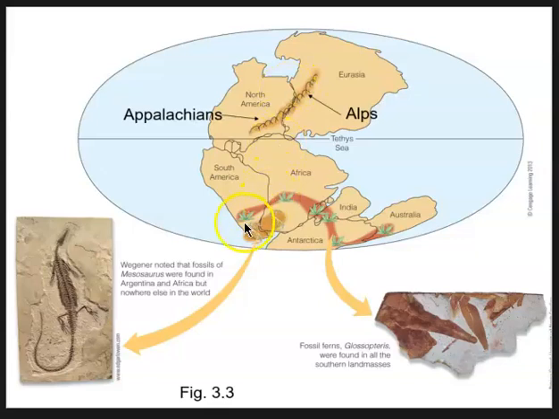And then we can also look at the presence of plant fossils as well. So there are these fossil ferns that we can find all in a line, including in Antarctica, where ferns don't grow currently because it's too cold. So that must have meant that Antarctica must have been someplace where it wasn't so cold, wasn't at the South Pole.